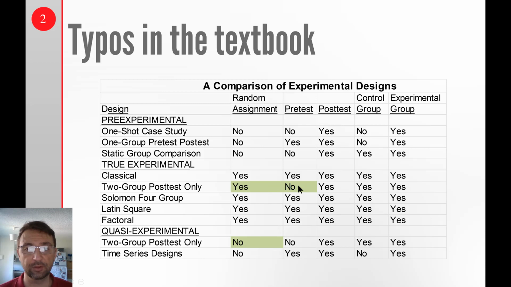Wherever I've got it green here, they're the wrong way around. But this is the correct way around, right? So quasi-experimental has no random assignment. All true experimental has random assignment. And if it says post-test only, then it doesn't have a pretest. It says yes pretest in the textbook. So all those things are very crucial to double check, because I found them thoroughly confusing as I was reading through and checking this textbook when I first read it. Okay, so let's get on with it.